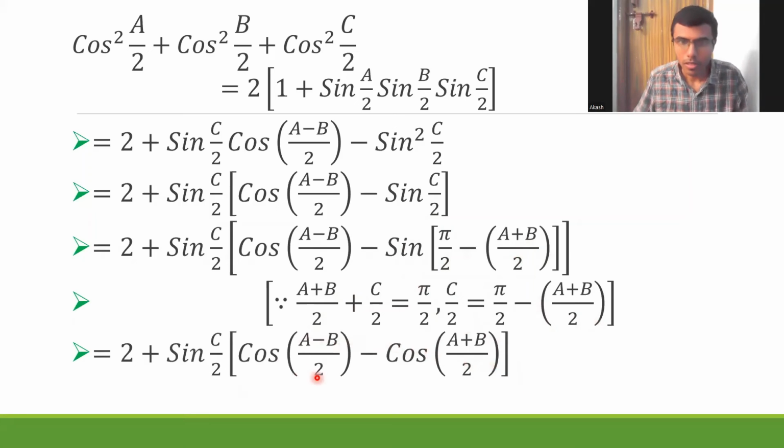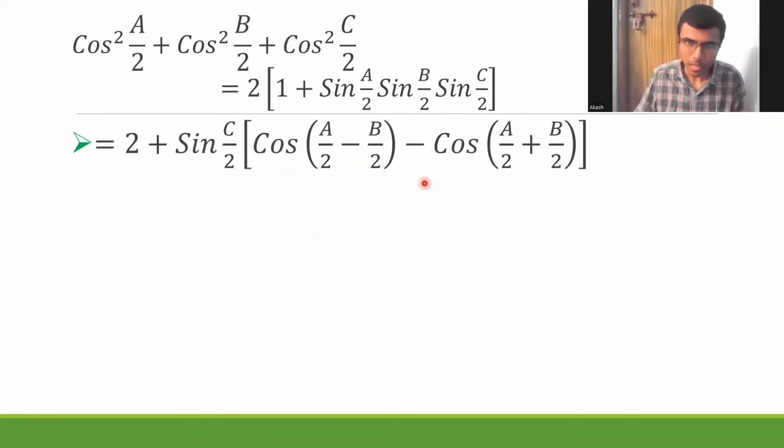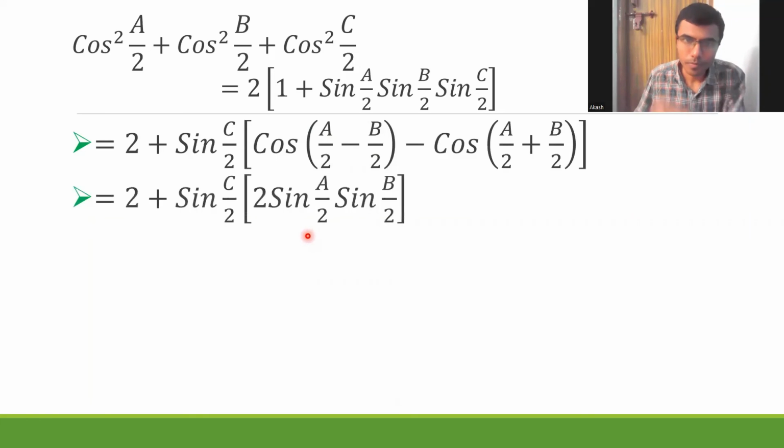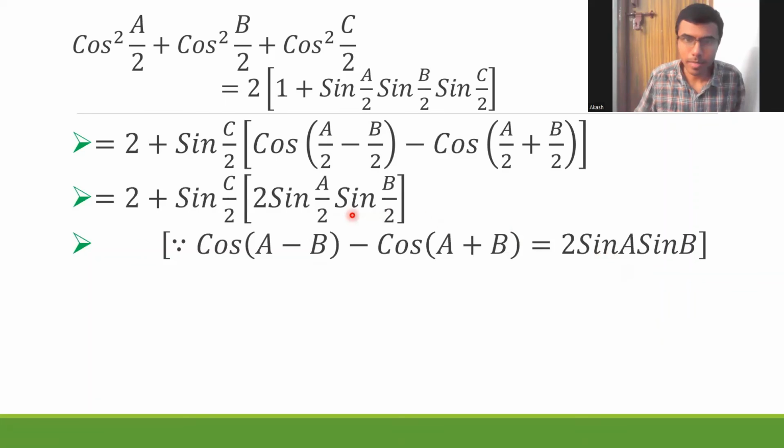Now, I'm going to split the denominator into these two terms. So this would be nothing but A by 2 minus B by 2, and this would be A by 2 plus B by 2. That's the only change you're going to see in the next step. Now, this is something of the form cos of A minus B minus cos of A plus B. The pi 2s are there, that's fine. Cos of A minus B minus cos of A plus B is nothing but 2 sine A sine B, just that in place of A and B here, A by 2 and B by 2 are there. That's why I get this.